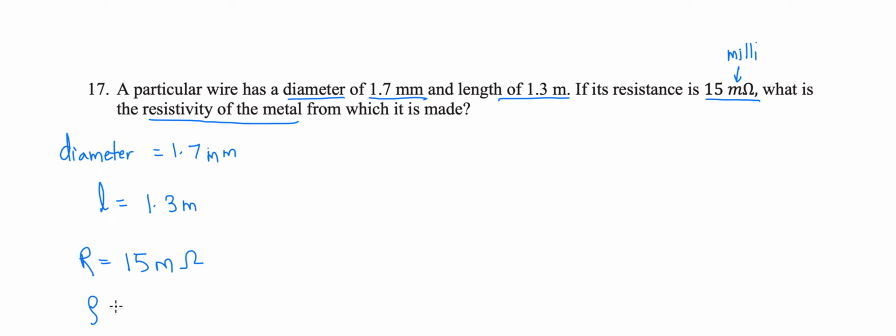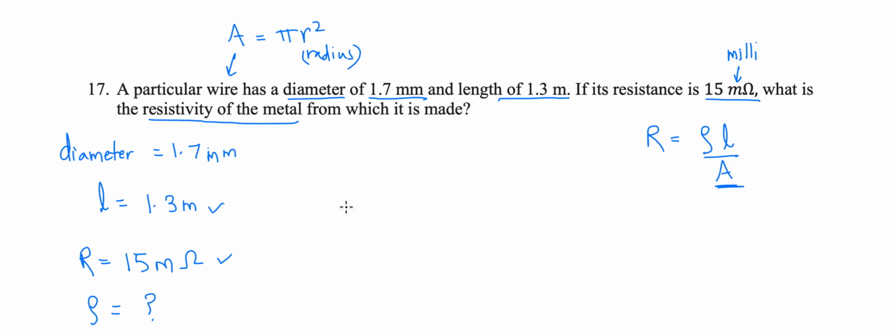So we want to find what's the value for rho. First, let's write the formula here. R equal rho L over A. That's the formula which we have to use. If we compare with the data which is given to us, we have the value for R, we have the value for L, but we don't have the value for A. So A, because it's a wire, area of cross section for a wire is circular in shape. So area of cross section for the wire, which is a circle, will be given as pi r square, where r is the radius. But we have got diameter.